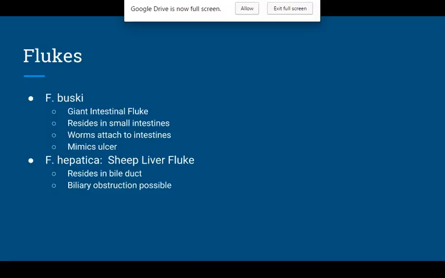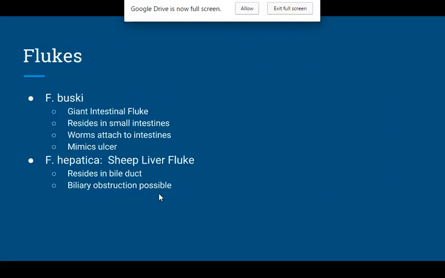Buski lives in the small intestines. It attaches to the intestine, and it can mimic an ulcer. You don't need to know these countries where it's found. That's just kind of extra information. It's found in rabbits, pigs, and dogs. The hepatica is this sheep liver fluke. The natural host is the sheep, so that's where it gets that name. They live in the bile duct, and they can block the bile duct and cause an obstruction, just like gallstones do.